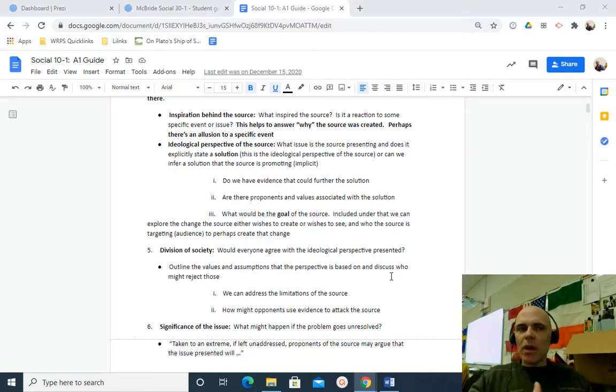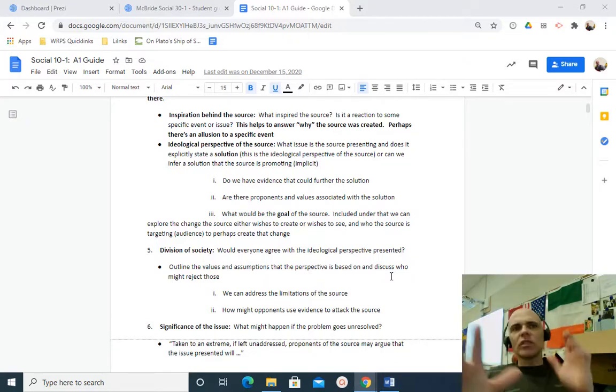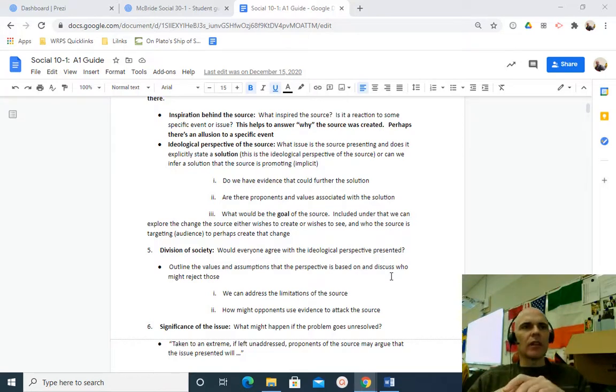We're not writing a research paper, we're not writing an essay, but we're using evidence to further clarify what the perspective of the source is. Also, under the ideological perspective of the source portion of the assignment, we can talk about the proponents of the source and the values associated with the perspective, the values associated with the solution they're presenting. And often these values will highlight what their ideal society is meant to look like, or what is the future of globalism in grade 10, or to what extent should we be embracing nationalism in grade 11.